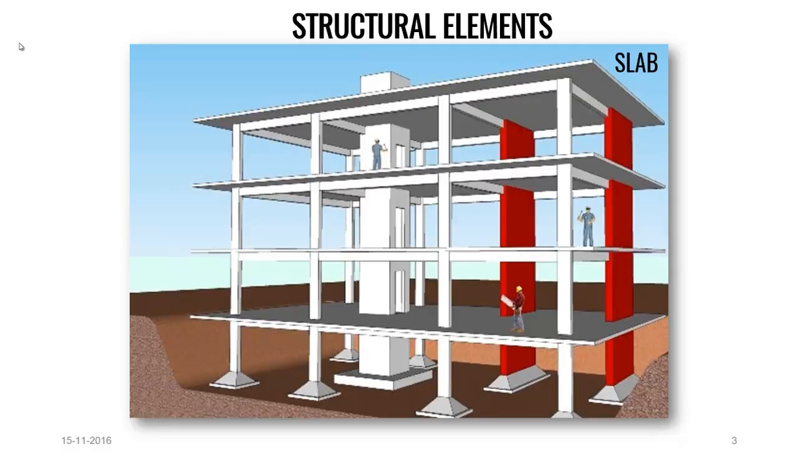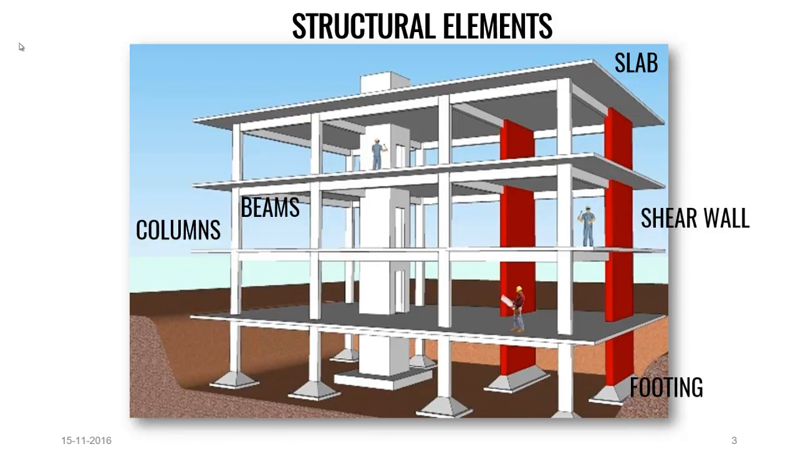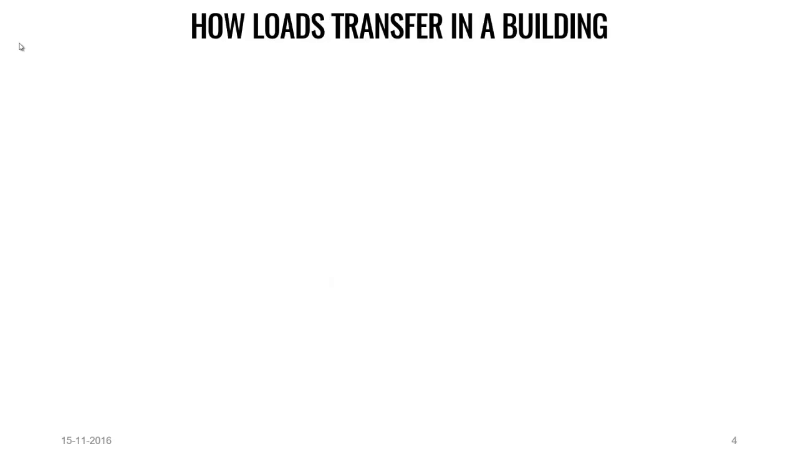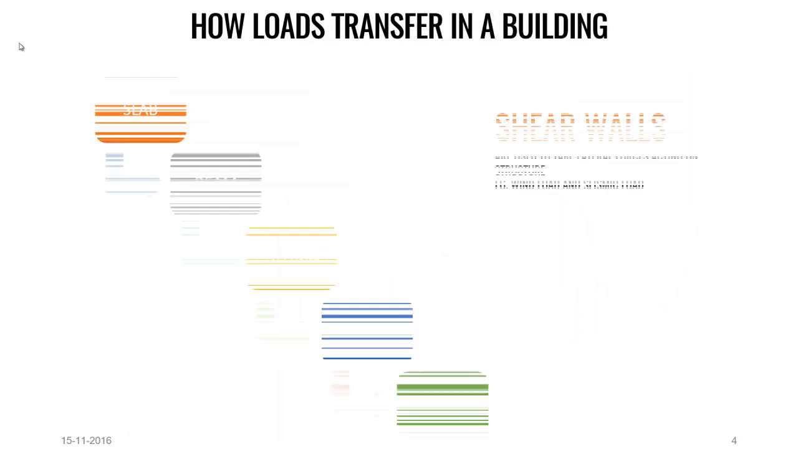And then you can see the structural members like slab, beams, columns, footing, and shear walls. These are the elements that give strength to the building. Let's see how the loads are transferred in a building.